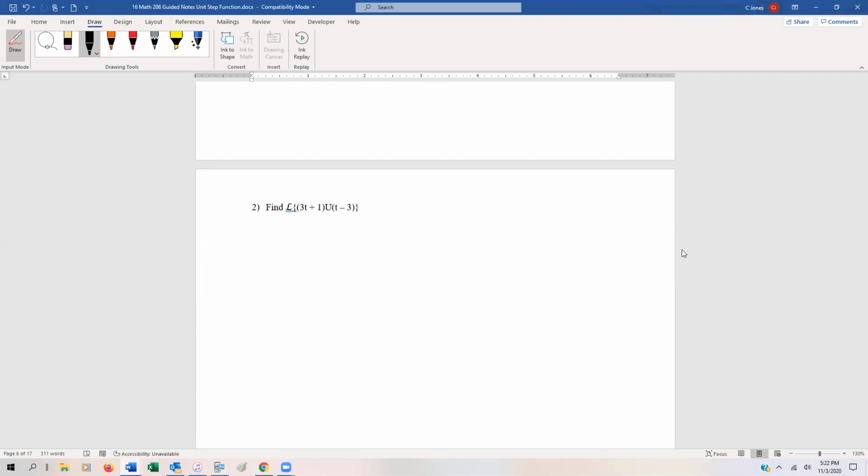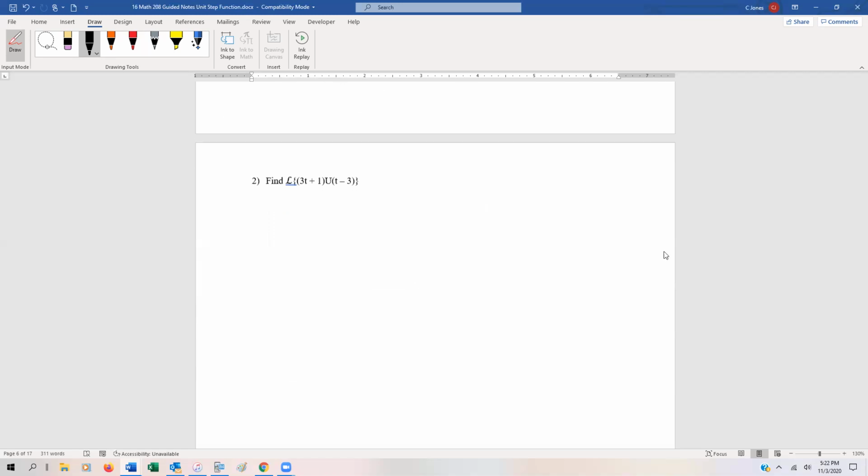Another example, and this one's a little bit scarier. We have the Laplace of 3t plus 1 times the unit step function of t minus 3. And so again, the goal is to try to make these two interior functions look the same so we can use the second translation theorem. And again, we can't change the unit step function's interior.